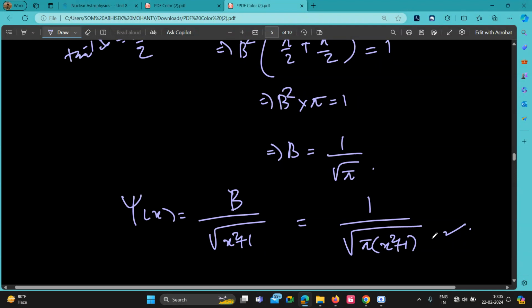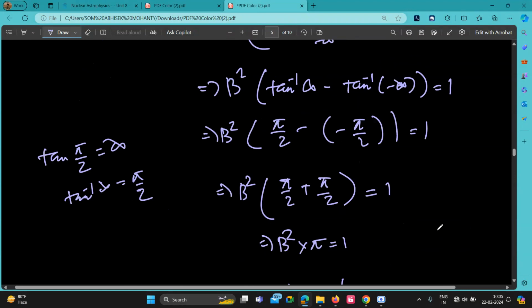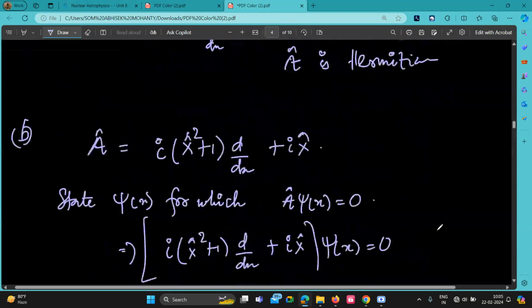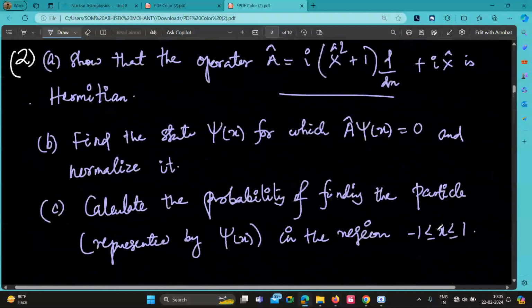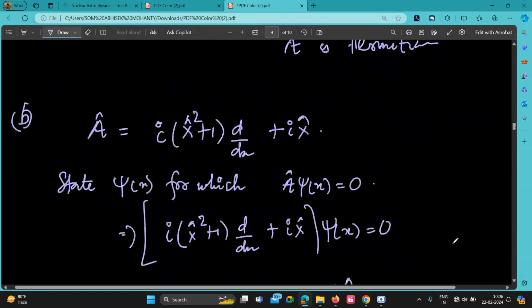Next, what's the question on the next page? Find the probability of finding the particle in the region -1 to 1. Probability of finding the particle in the region. So how will I find it? Simple.